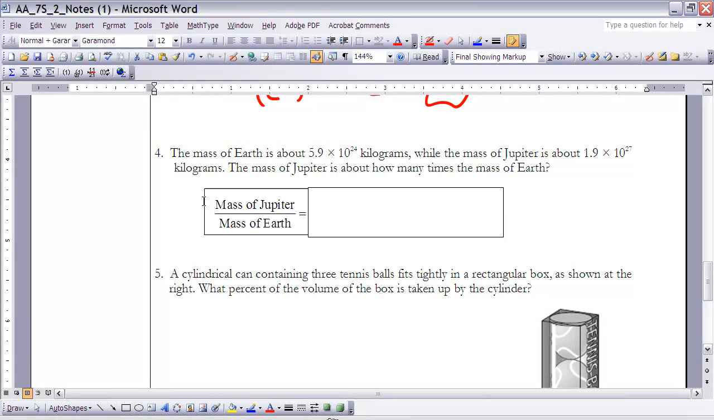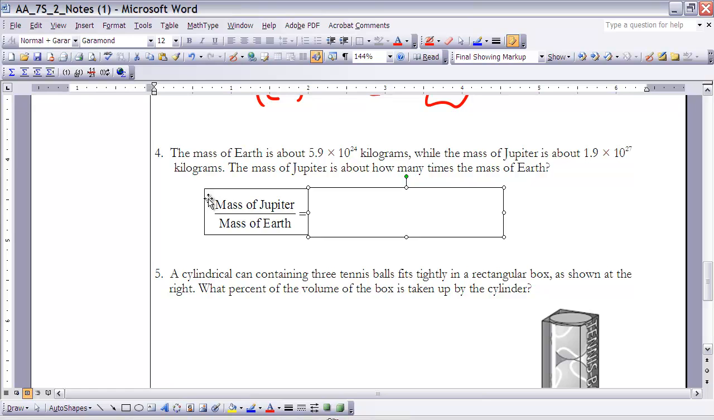So in number 4, it says the mass of the Earth is 5.9 times 10 to the 24th kilograms, while the mass of Jupiter is 1.9 times 10 to the 27th kilograms. The mass of Jupiter is about how many times the mass of Earth? Well, the question we're asking is, if I were to divide the mass of Jupiter by the mass of Earth, what is that number? That's really what I'm doing.